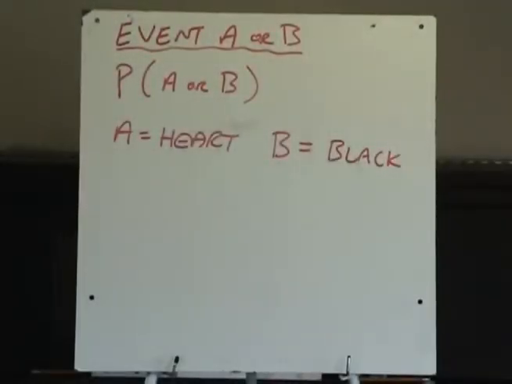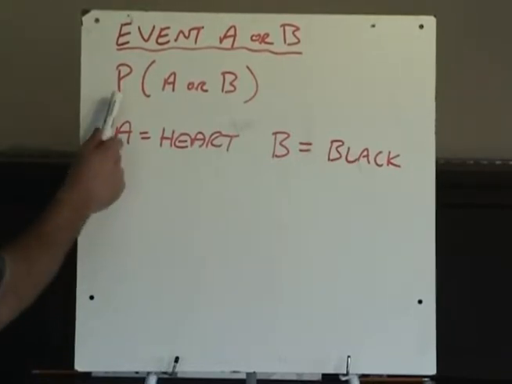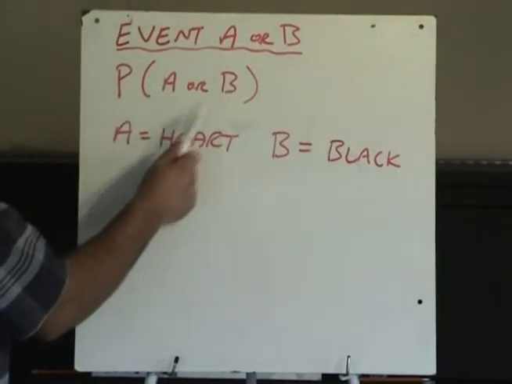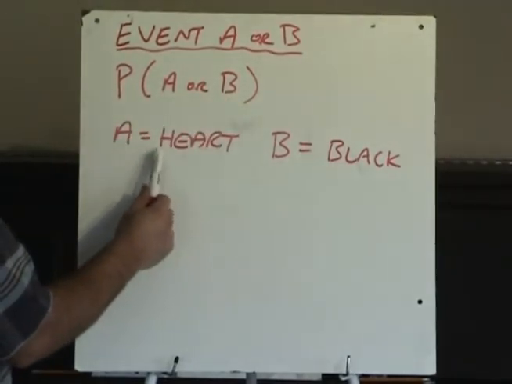Let's take a look now at two events. The event A occurring or B occurring, or possibly them both occurring at the same time. So we would denote this way, the probability of A or B. And I've identified in this example what A is going to be.